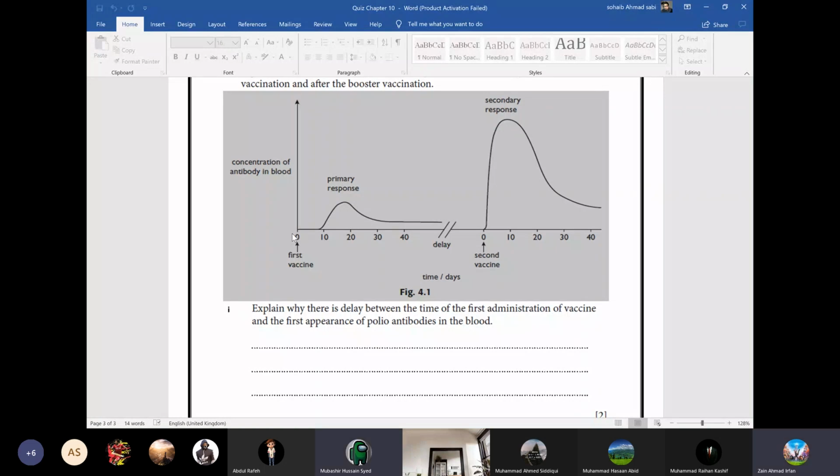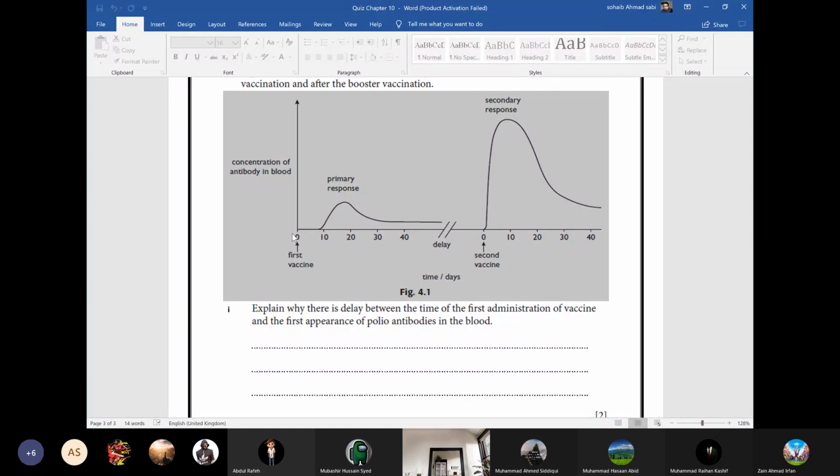Sir, because it hasn't recognized the pathogen, it took time to recognize the virus. Very good point. Because it takes time to recognize the virus. Any other point? Sir, making antibodies also takes time. Very good answer. Well done. Making antibodies also takes time.